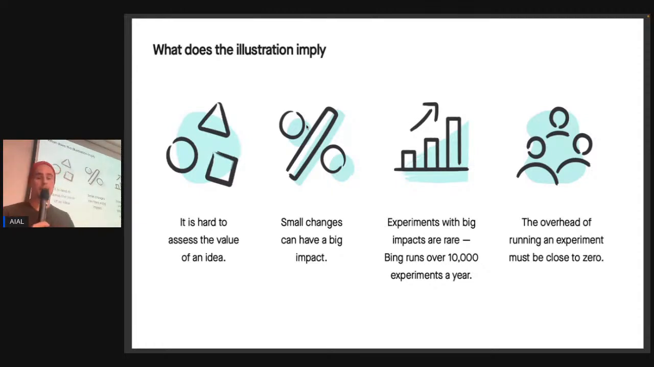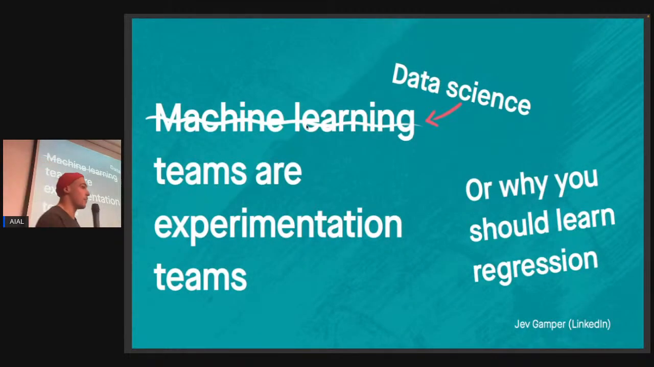Small changes can have big impact, and therefore you should have a lot of experiments all the time, and the overhead of running these experiments for the product teams should be as low as possible. That's why people go to an extent of developing experimentation platform. But the topic that I'm going to talk about today is machine learning teams or experimentation teams.